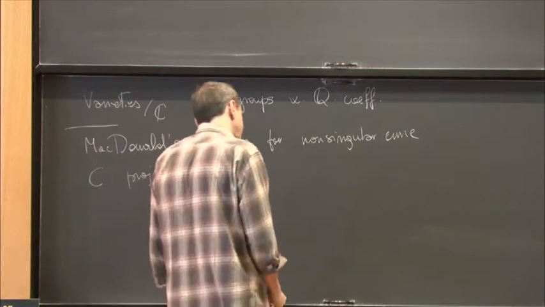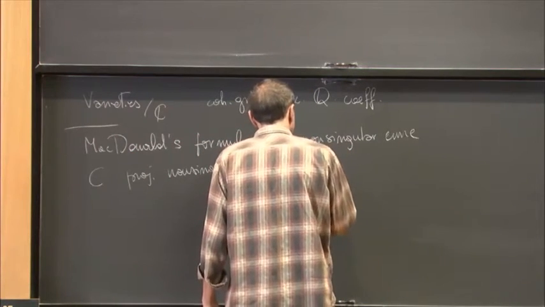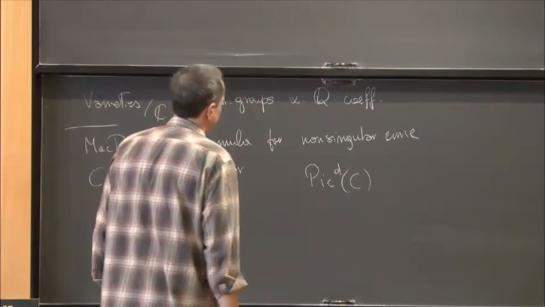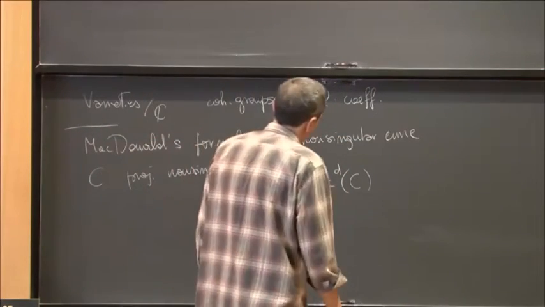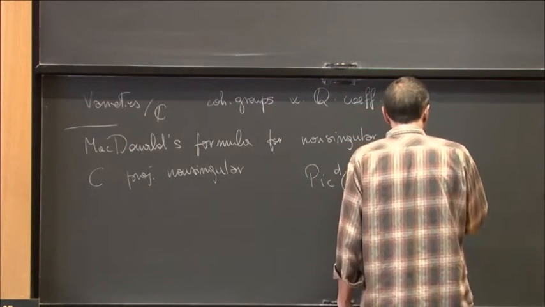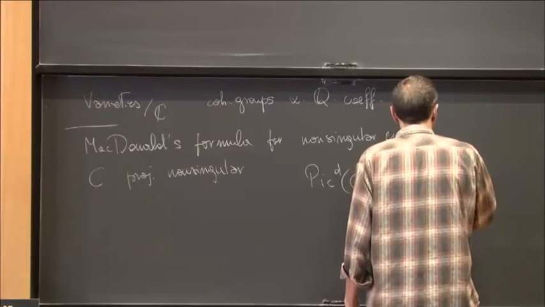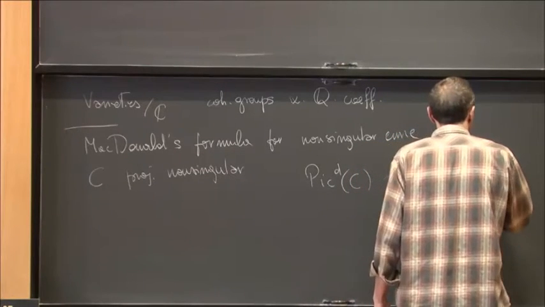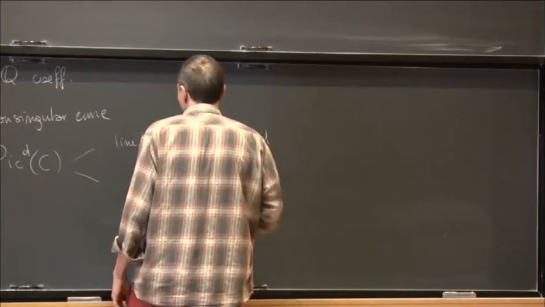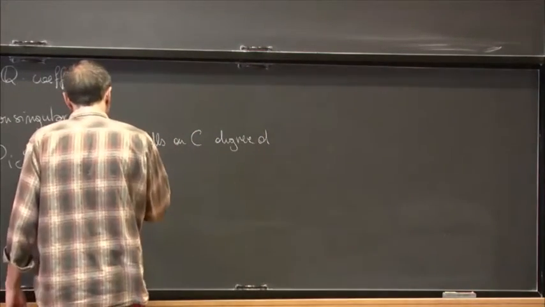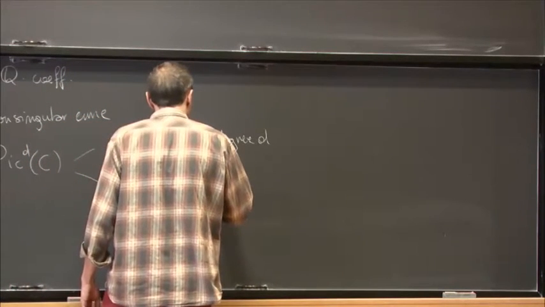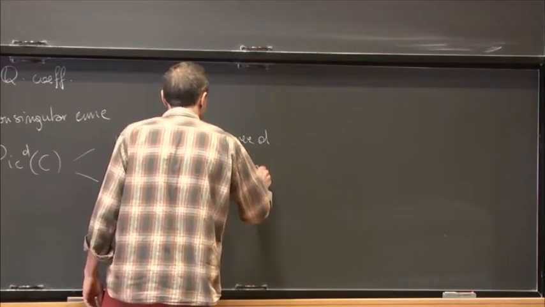Now we have several objects associated with the curve, and this is, so we have the Picard schemes of C, so we can consider them as parametrizing indifferently line bundles on C of degree D, or, which is the same, rank 1 torsion-free sheaves of degree D.